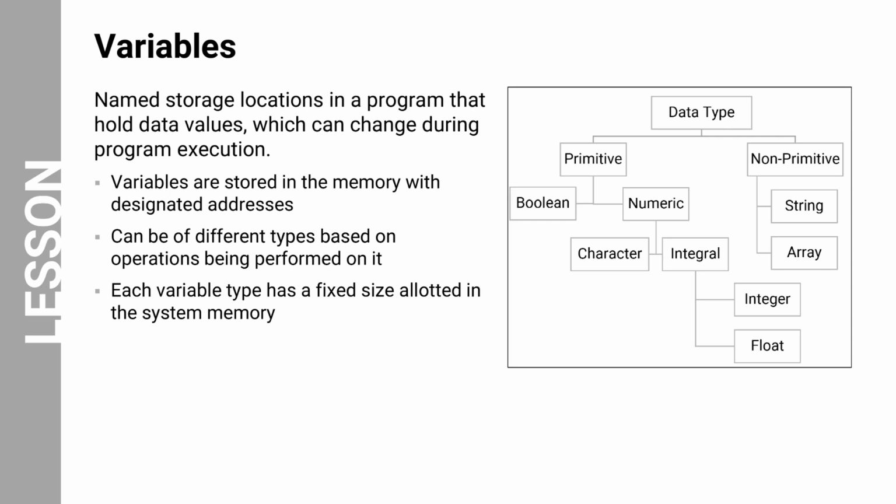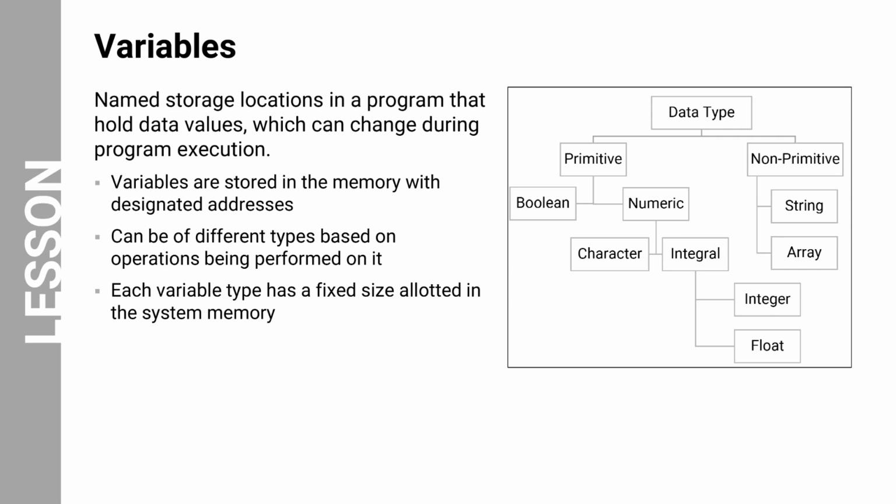To begin with, variables are named storage locations in a program that hold data values that can change during program execution. These variables are stored in the memory with specific designated addresses, allowing the program to access and modify them as needed. They can be of different types, depending on the operations being performed on them, such as integers for counting, floating point numbers for calculations, or strings for text data.